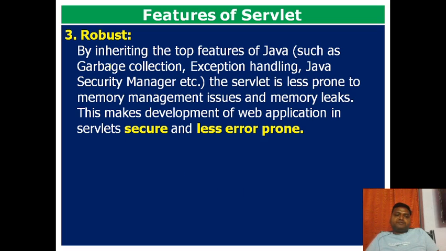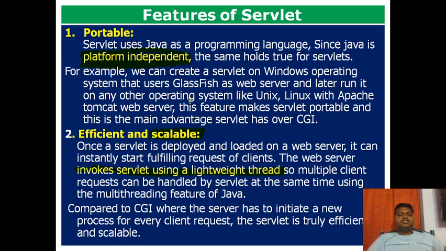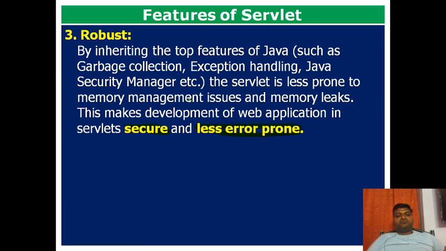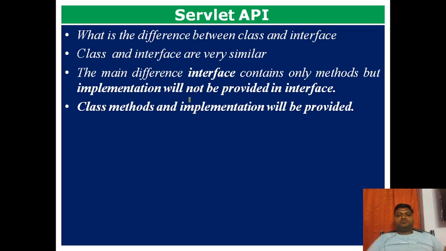Number 3, robust, because Java is very good at garbage collection, exception handling, and security manager, and the servlets also are robust. As Java is secure, servlets are secure. As Java is less error prone, servlets are less error prone. These are the features. So totally we have seen 6, though in the slide I have given number 3, it is totally 6. What are the features? Number 1, portable. Number 2, efficient. Number 3, scalable. Number 4, robust. Number 5, secure. Number 6, less error prone.